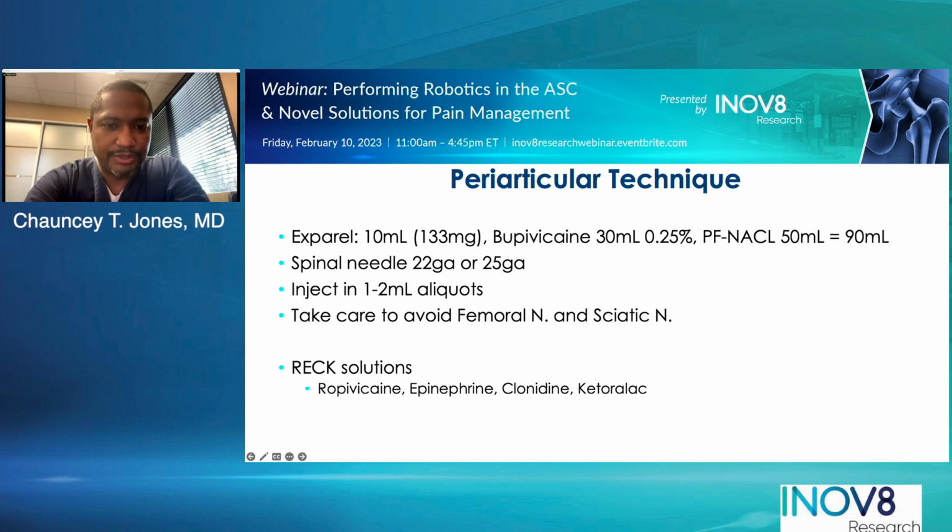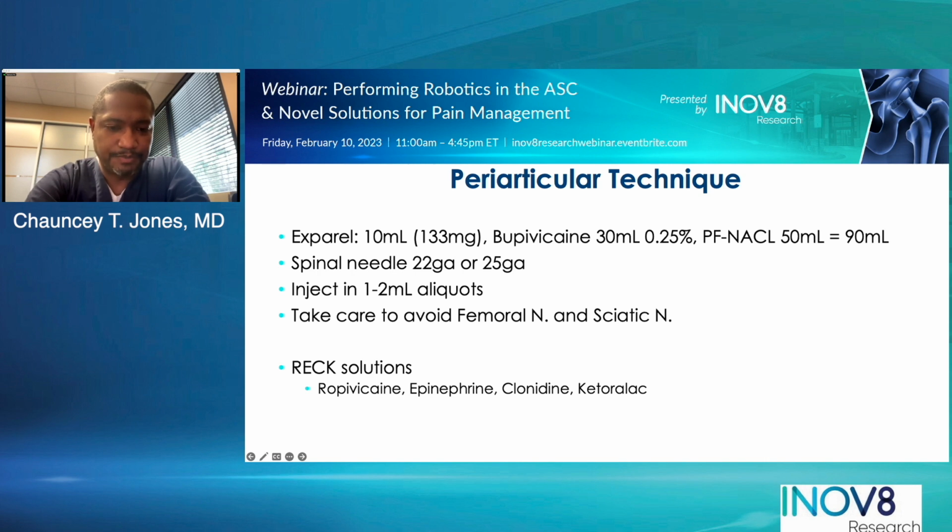A spinal needle is used, 22 or 25 gauge small volume spinal needle. The key to this injection is that unlike other local anesthetics, the Exparel does not diffuse into the tissue. So you do have to take your time and inject 1 to 2 milliliter aliquots throughout the lateral, medial, and posterior portions of the capsule. If you don't have the patience for that, then I would not suggest using the Exparel or develop the patience to do that. Otherwise, you'll not be happy with the outcomes.